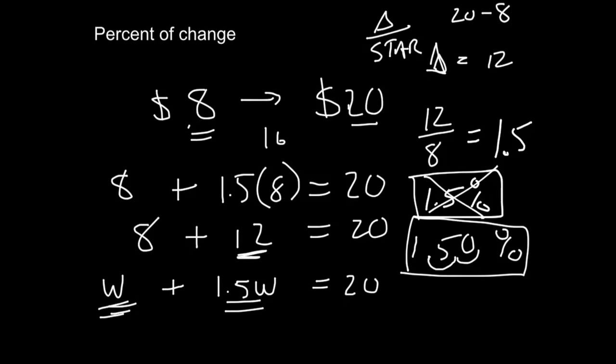So distributive property and like terms says this is 1W plus 1.5W. That would be 2.5W equals 20. And when you divide by 2.5, you find out that the original price, the whole in the beginning, was equal to 8.